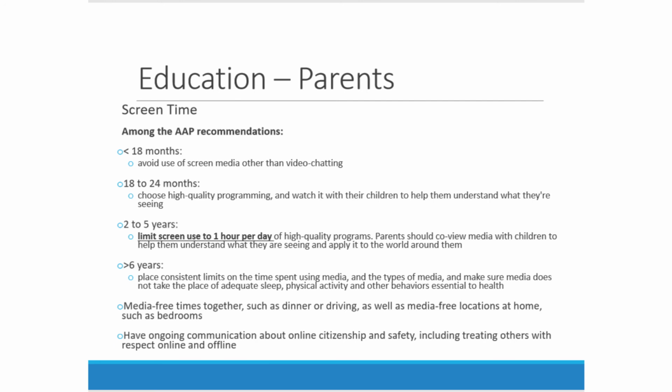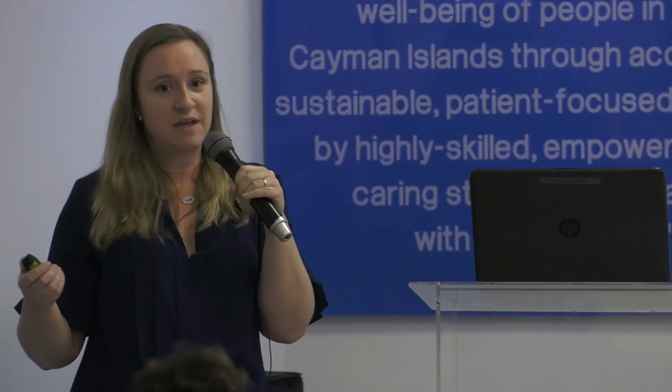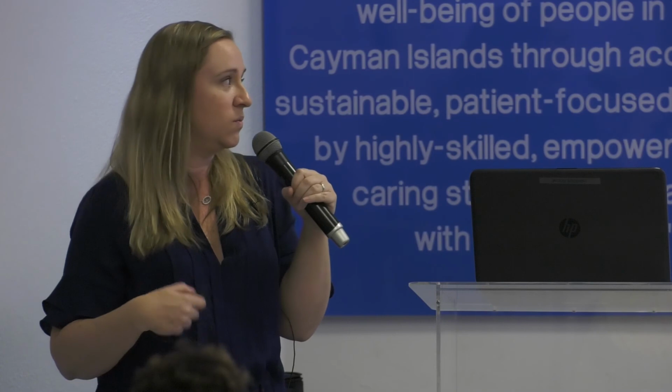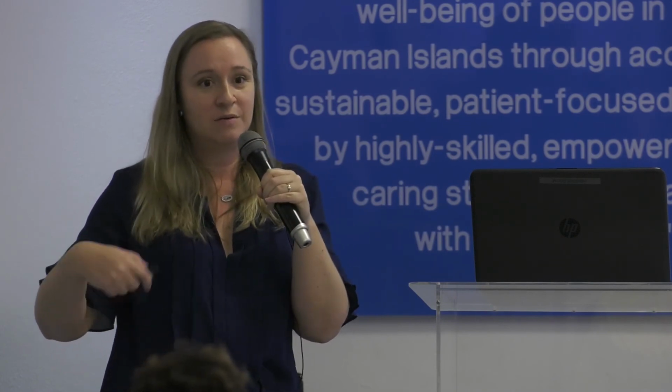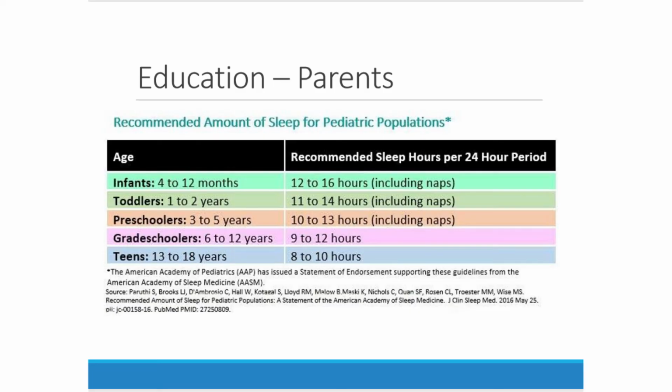If they're over 6 years, place consistent limits on them, so that it doesn't take the place of adequate sleep, physical activity, or other behaviors. And you always want media-free times together, such as when you're having dinner or driving, things like that. You don't want them in front of a screen all the time. And one thing too, ongoing communication about screens and cell phones and stuff like that. It's very important.